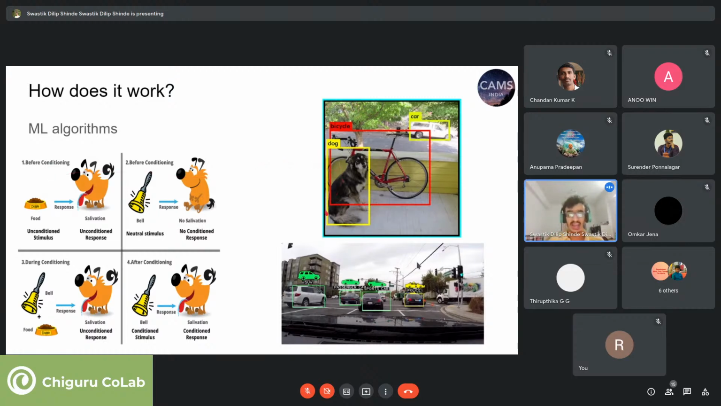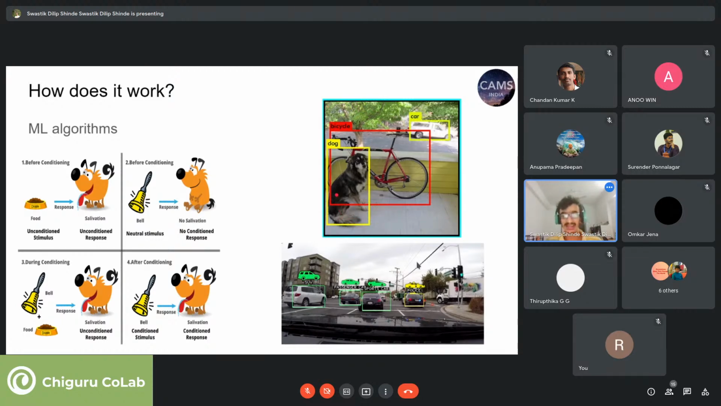Now, after teaching it, if I show it any image of a dog or a cycle or a car, all combined together, it will classify them into three: dog, cycle, and car, which can be seen in this image. So this is a result of my algorithm.